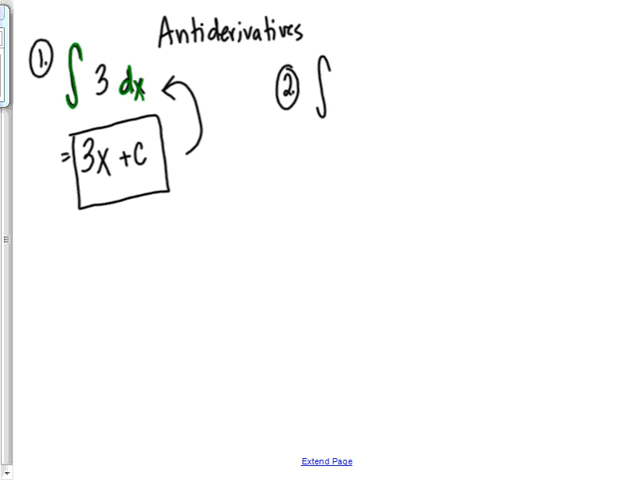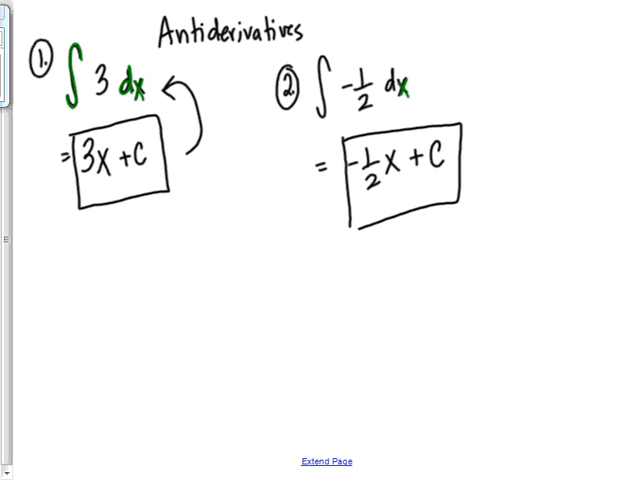All right, so number 2, integral of negative 1/2 dx. It's another plain old constant integration. Whenever you integrate a constant, all you have to do is add on your x, and I put an x on it because these are dx's. If they were dy's, I'd put a y on there, and don't forget your plus C for all these. Okay, so those are super easy, integrating just a constant.